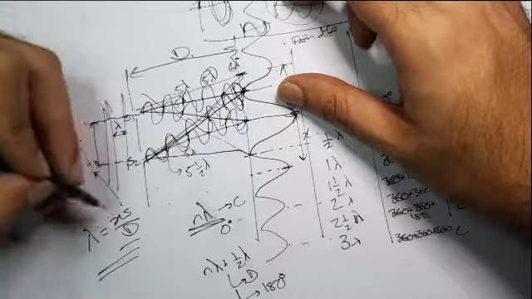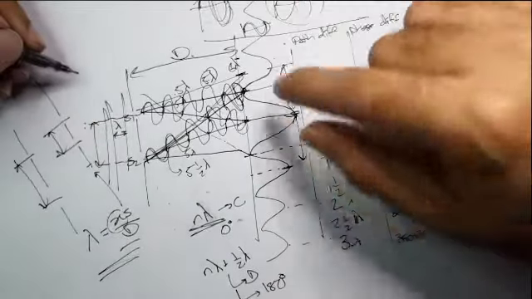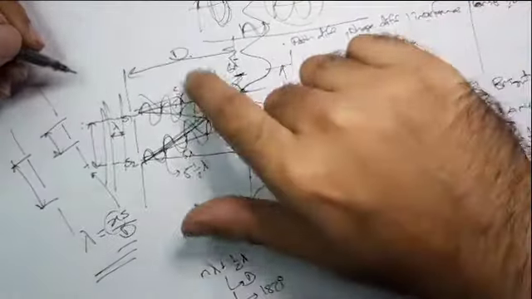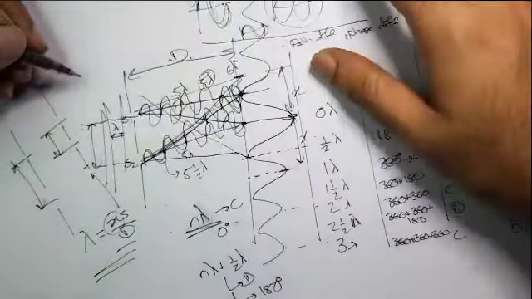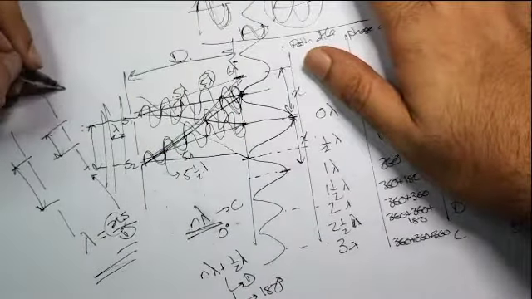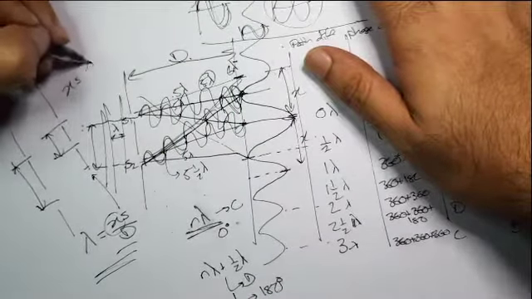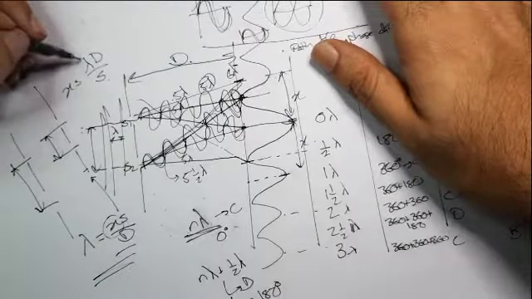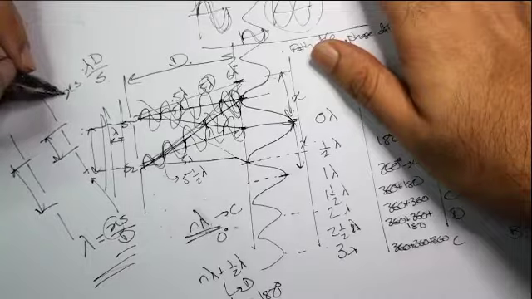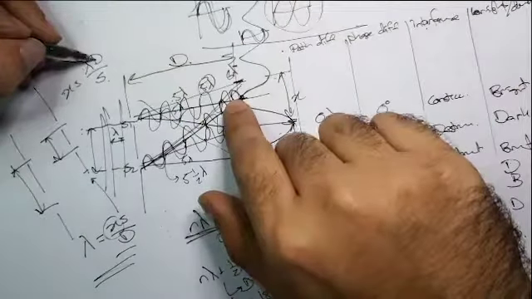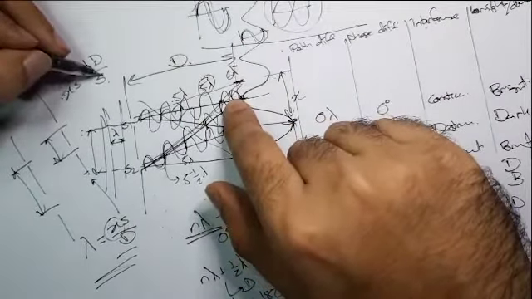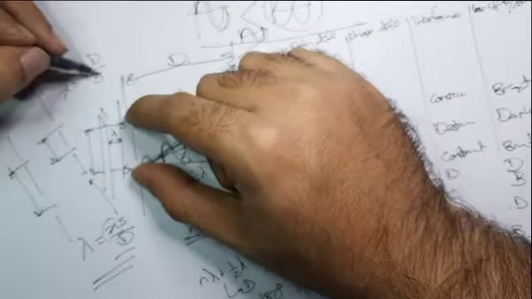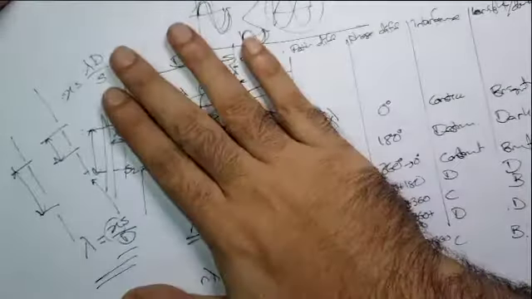Sometimes they love asking what's going to happen to the fringe separation, the distance between the maximas, if I change other factors in my situation. So the best thing to do here is make X the subject of the formula. X becomes lambda D by S, and that makes it really easy. If you increase the wavelength, fringe separation increases. If you increase the distance between the slits and the screen, X increases. If you increase the slit separation, make the slits move further apart from each other.